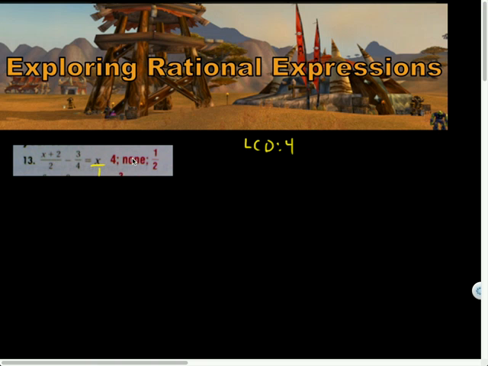And then they asked, are there any values that wouldn't work in this equation? There are no variables in these denominators. So this 2 is always a 2, this 4 is always a 4, this 1 is always a 1. So those are not a concern for me. It's not like they're ever accidentally going to equal 0. So I am not worried about that.